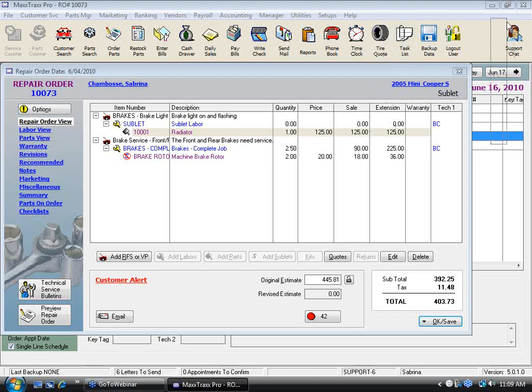So you can see that because now we're selling a part that really is not that profitable, our profit monitor now has turned red.